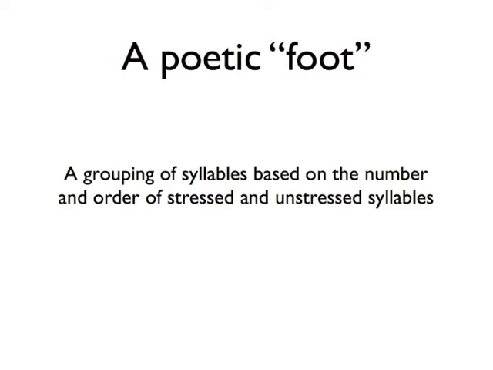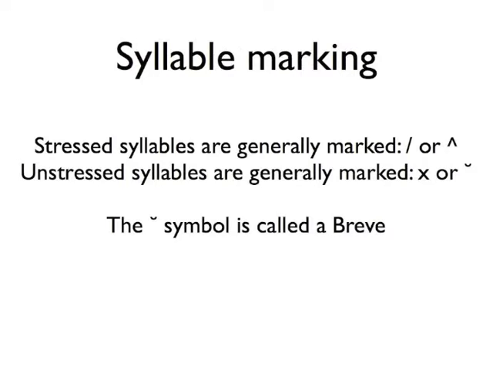We generally mark stressed syllables with a slash or a caret, and unstressed with either an X or a breve. I'm going to be using the slash and X solely because they're easier to type, but if you do this for any length of time, you'll see the other marks used as well. Also, these aren't the only marks that are used, just the most common. If you want to spend a lot of time looking at different people's methods for marking poems, see the links in the description.